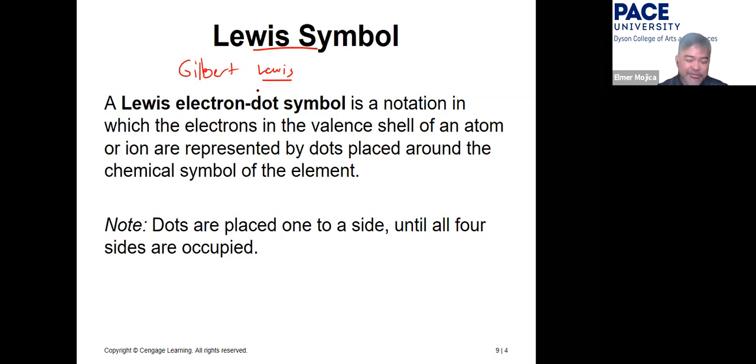A Lewis electron dot symbol is a notation in which the electrons in the valence shell of an atom or ion are represented by dots placed around the chemical symbol of the element. The dots are placed one to a side until all four sides are occupied. So that means at most you have 8 dots. That's the notion of the so-called Lewis symbol or Lewis electron dot symbol.